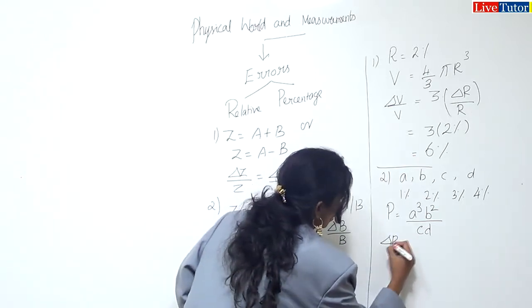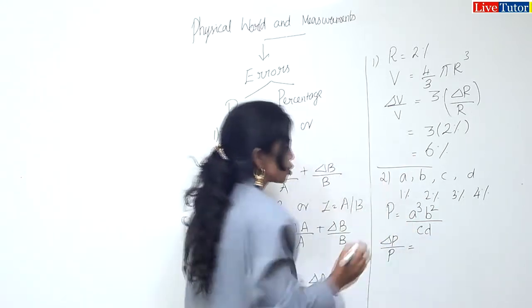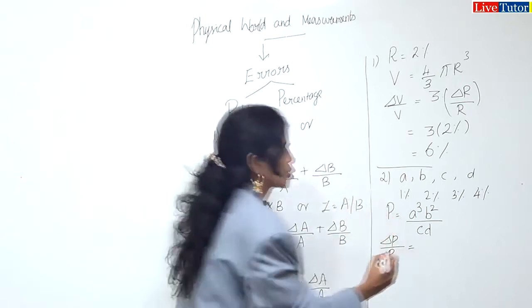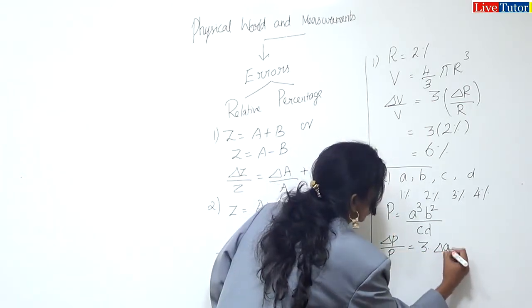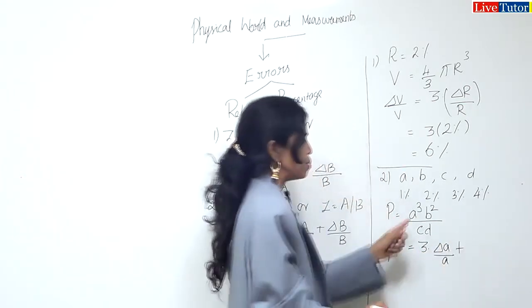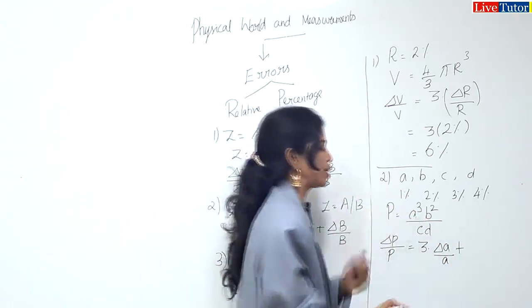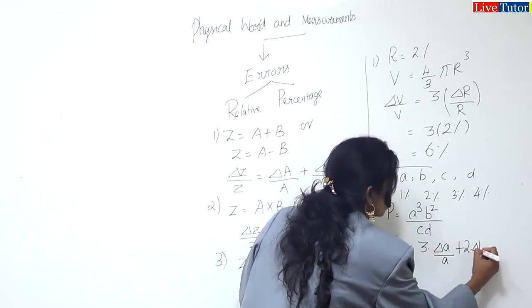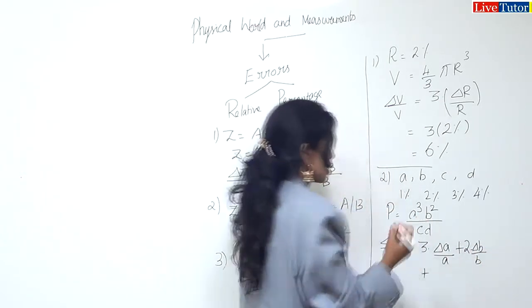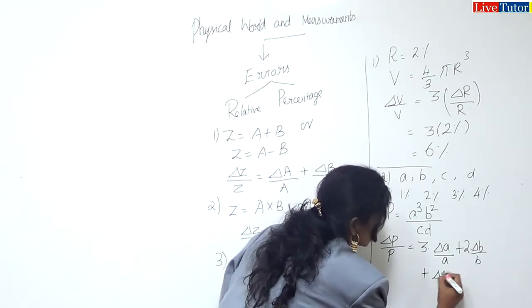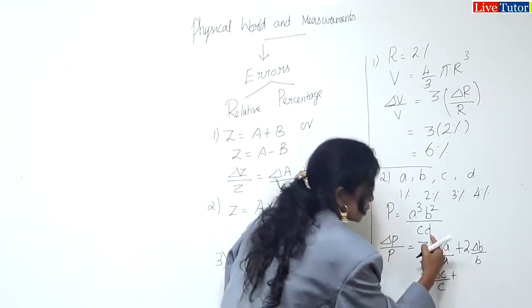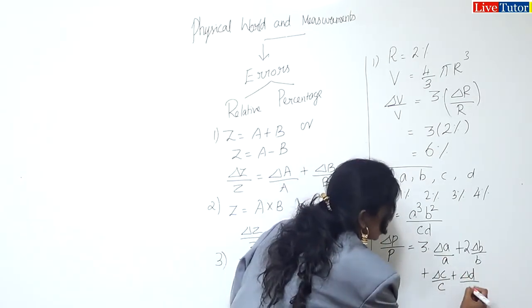So, del P divided by P is equal to, it's given as A cube, so 3 into del A by A, plus B square. Why am I writing plus? Because it is in multiplication. Again B square, so 2 into del B by B, plus C. So the error of C is del C by C, plus for D it is del D by D.